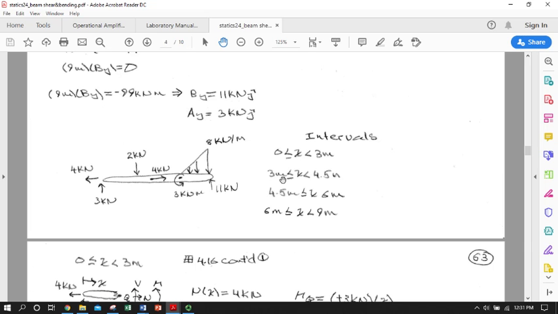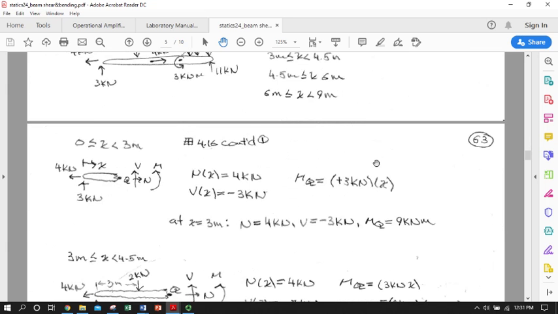The next section will be x greater than or equal to 3 meters, which means at that point I will pick up this point load, and I'll go to just shy of 4.5 meters, which means I won't pick up this axial load, and so forth. So for each of these intervals, my left-hand side will include any point loads, point moments. My right-hand limit won't. So I'll pick them up in the next.